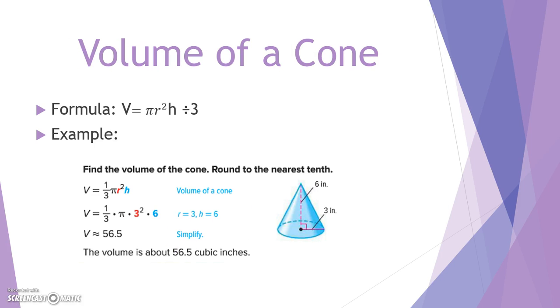Next, we're going to teach you how to solve the volume of a cone. To solve the volume of a cone, you need to know the formula volume equals pi times radius squared times height divided by 3. Here's an example.